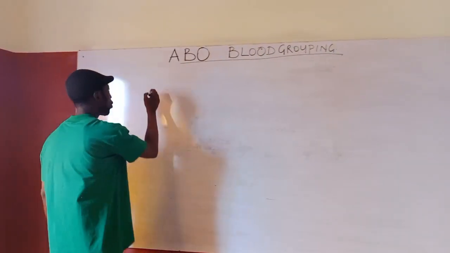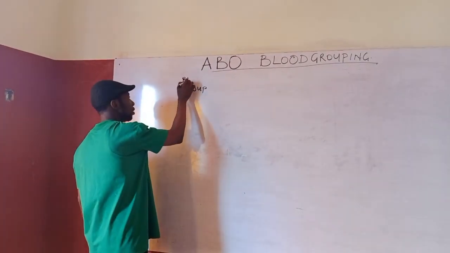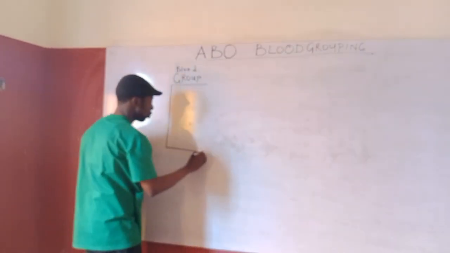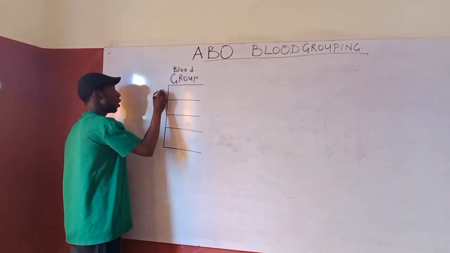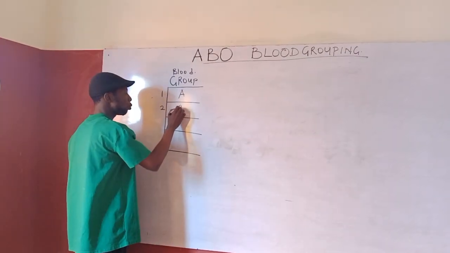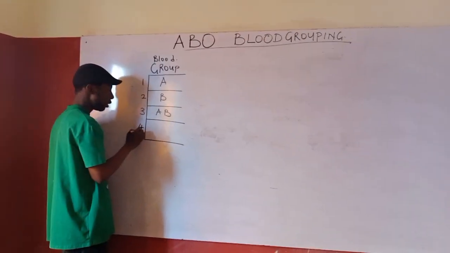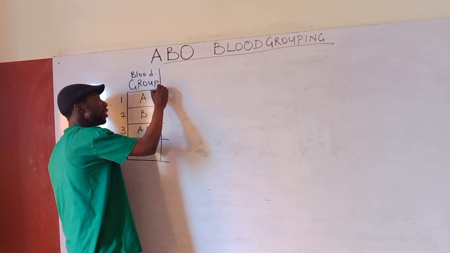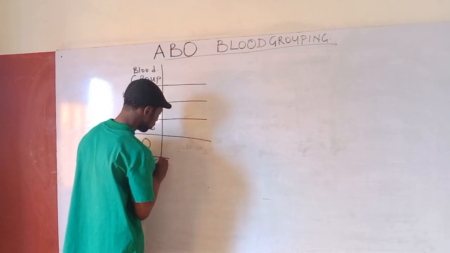If you look at different blood, the blood group here, this is the blood group. The blood is grouped into group 1, group 2, group 3, and 4. And this group 1 is blood group A, group 2 is blood group B, group 3 is blood group AB, group 4 is blood group O. And this blood group here is based on what we have on the surface of the red blood cells.